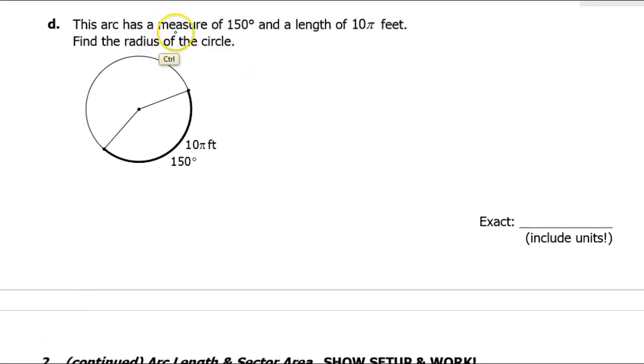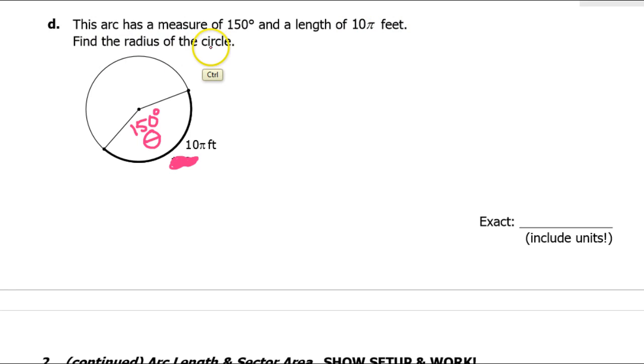This arc has a measure of 150 degrees. So that means that this angle is 150 degrees. That is theta. So I'm just going to move this inside so it'll be more clear that this is theta, whereas 10 pi is the arc length in feet.